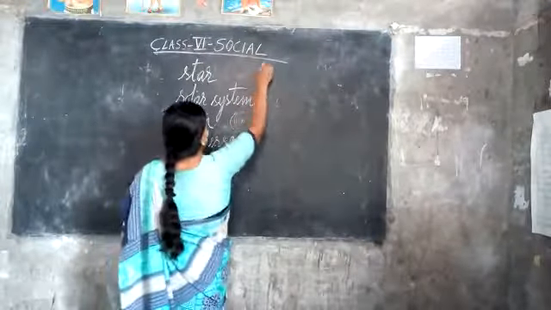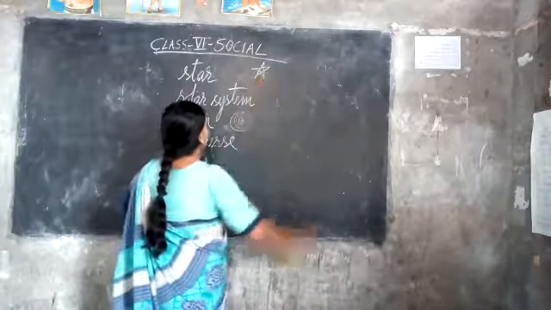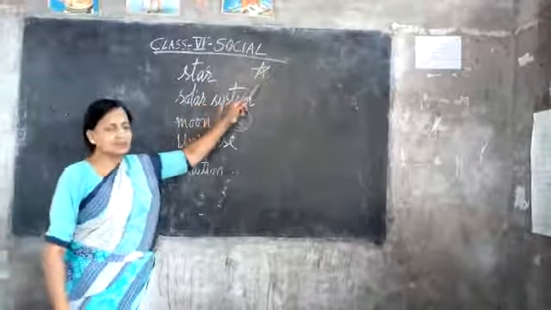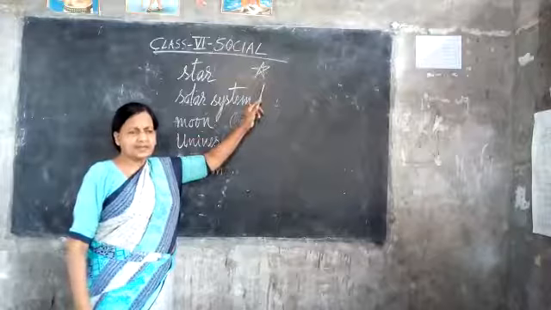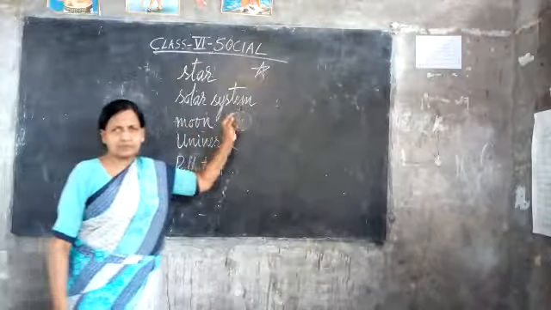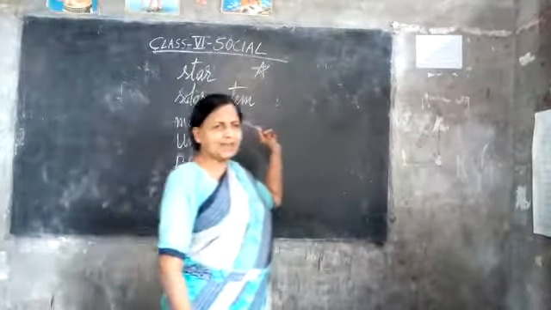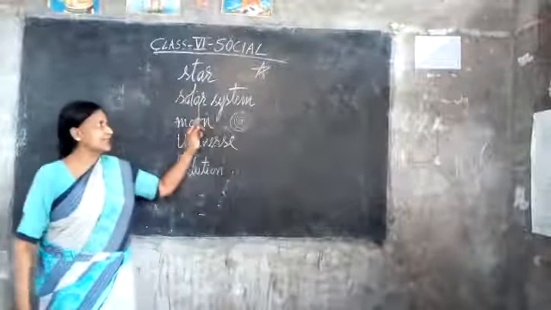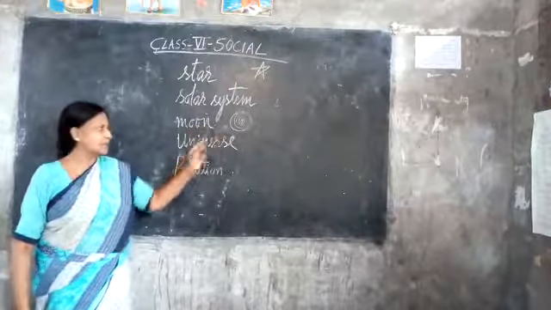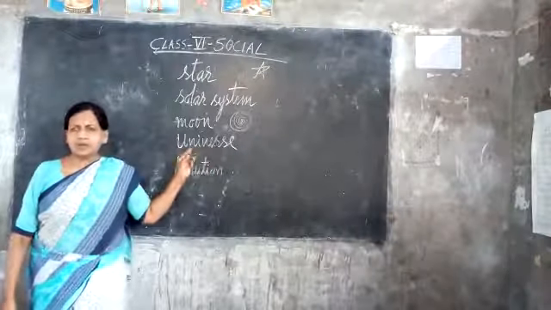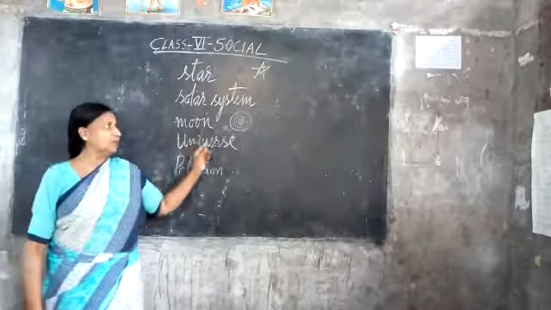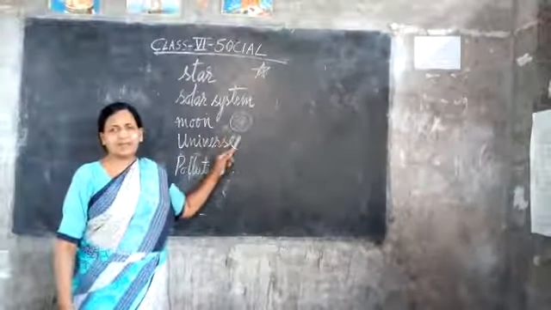Here we spoke about the star. The star has its own heat and light, and the planets gain their heat and light from the star. Coming to the solar system, the 8 planets, the satellites, and the celestial bodies all joined together is known as the solar system. Coming to the moon, how do you see only one side of the moon? We see only one side of the moon. The moon keeps revolving and spinning around the earth.